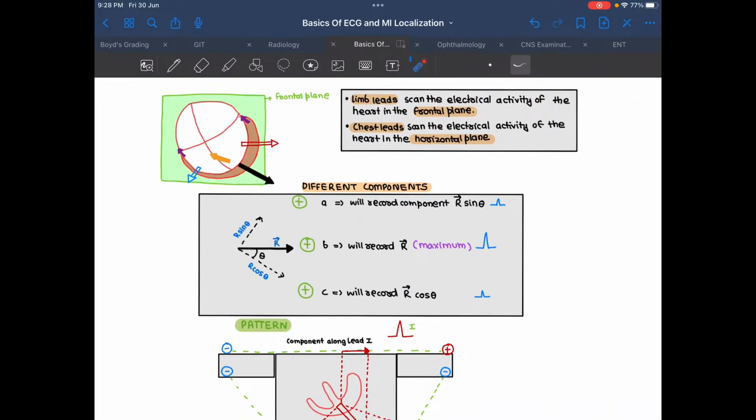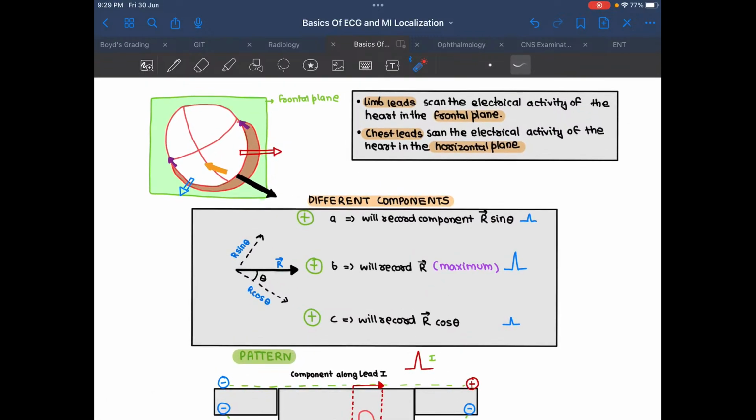So just remember guys, we have two types of leads. Right now we are discussing the bipolar limb leads. So what are these limb leads? These limb leads are going to record your potential in the frontal plane. As we all know, we have studied anatomy, we know what a frontal plane is. So it's going to record your direction in the frontal plane.